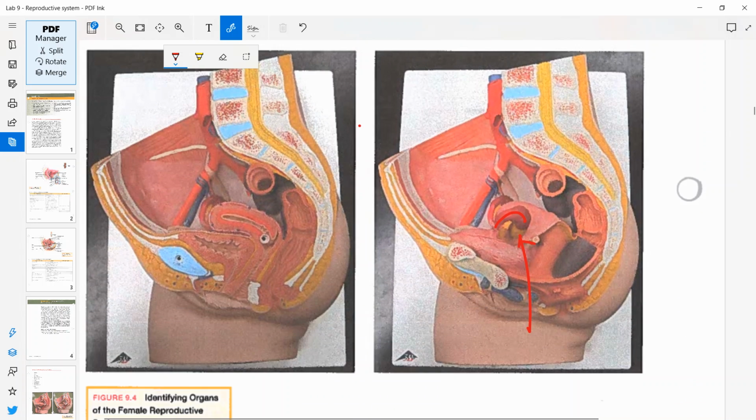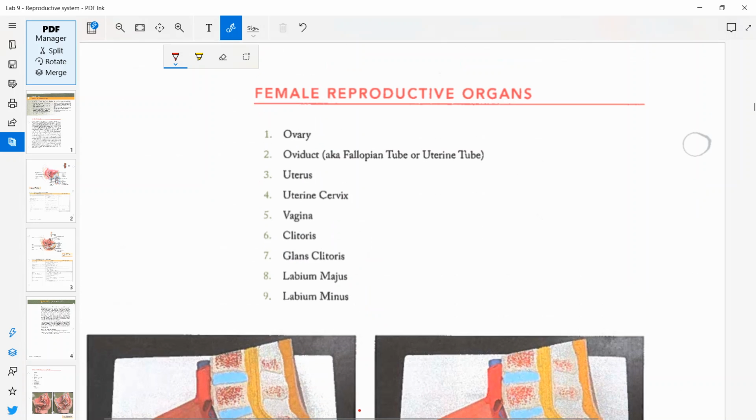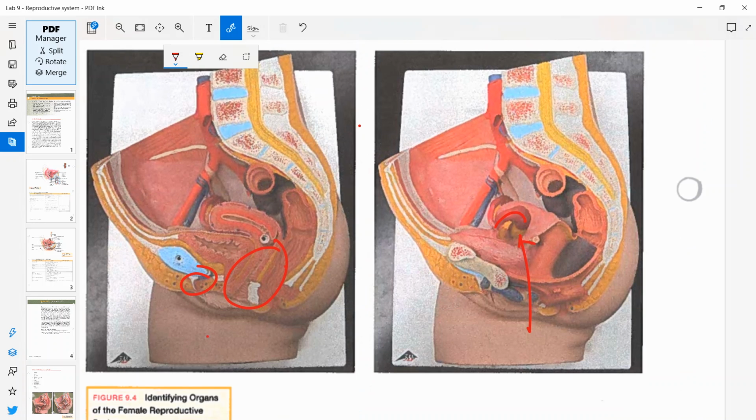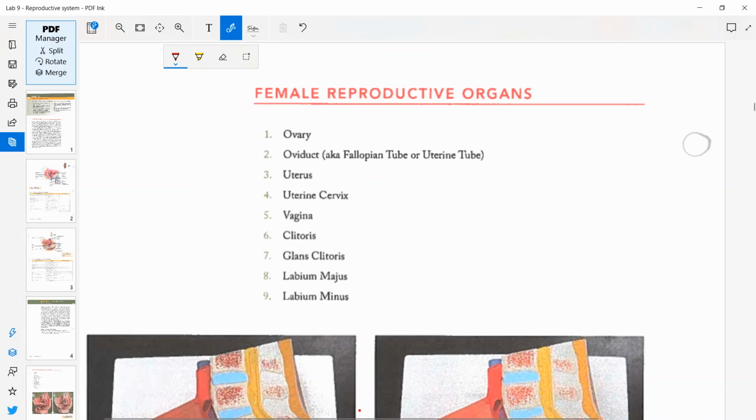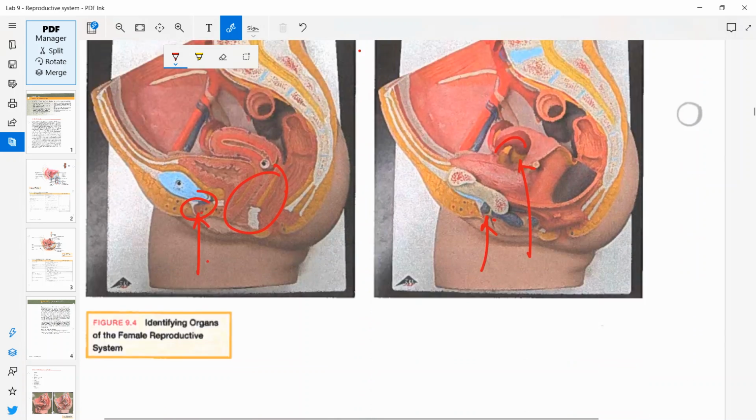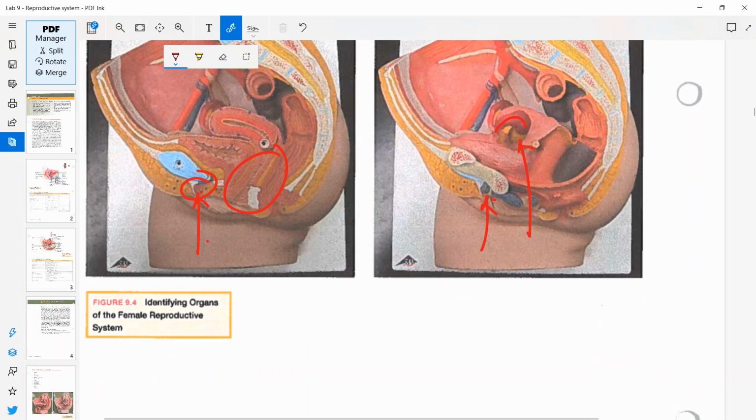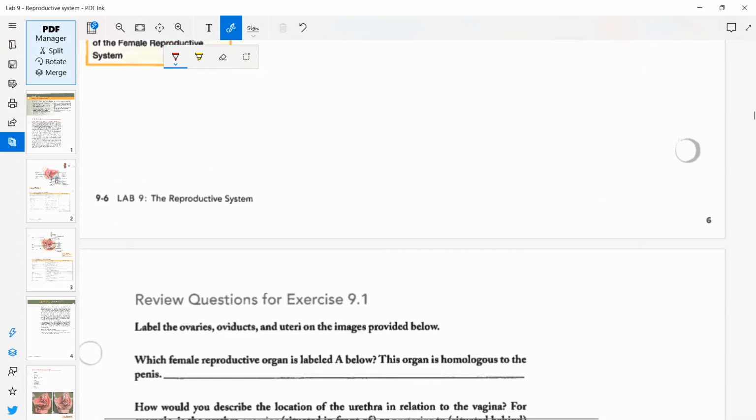And vagina, clitoris, so here's vagina, here's clitoris. Glans clitoris is essentially that, and clitoris is homologous to male penis. Here you can see glans clitoris as well. Labium majus and labium minus. It's easier to remove the. So these skin folds that are outer are labium majus, and the skin fold that is inner is labium minus.